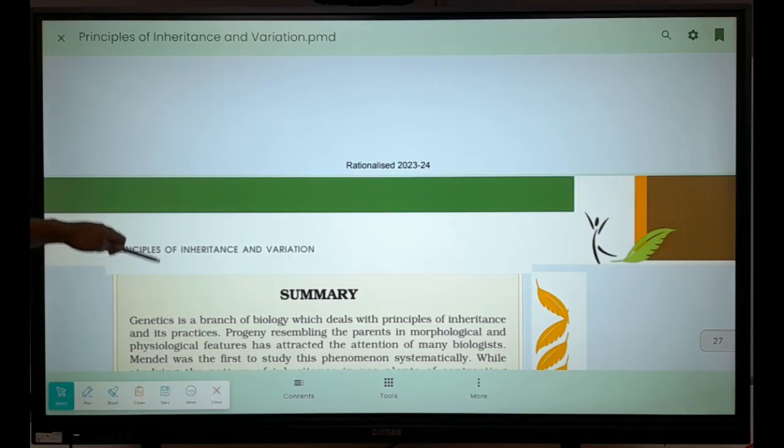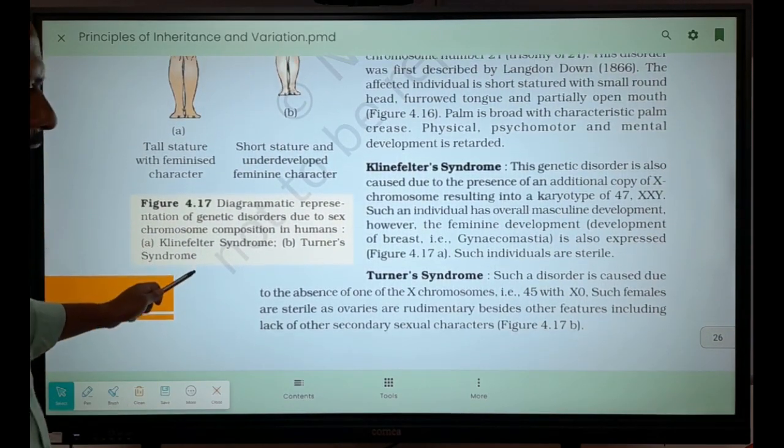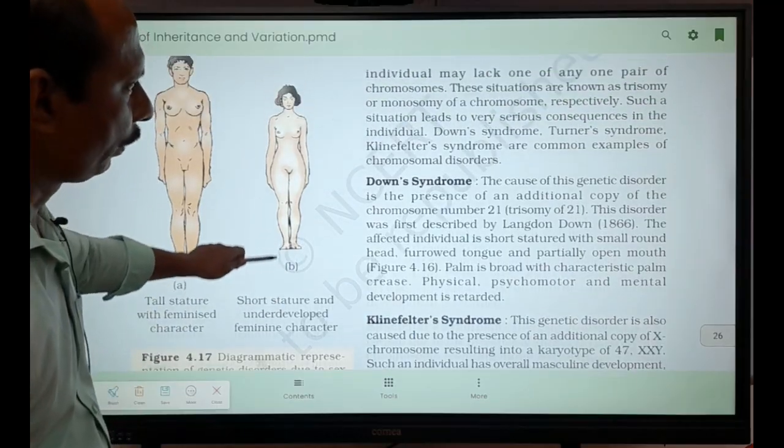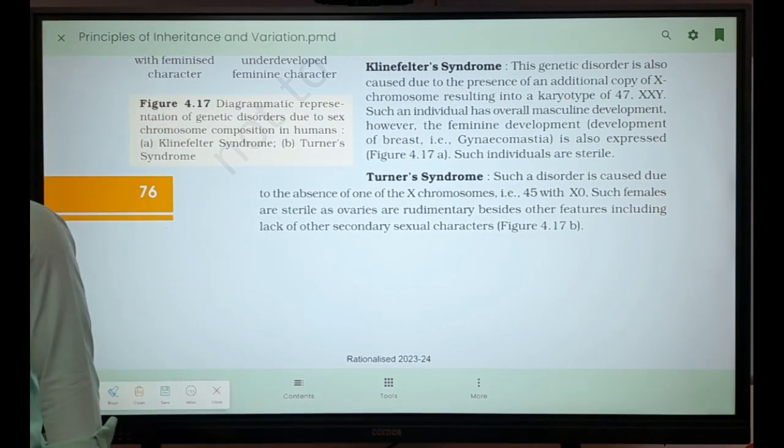So this is what is given in this chapter. No other inheritance is given here. Other characters are also there, right? But we need not go very far outside. If you have any doubt, you can ask.